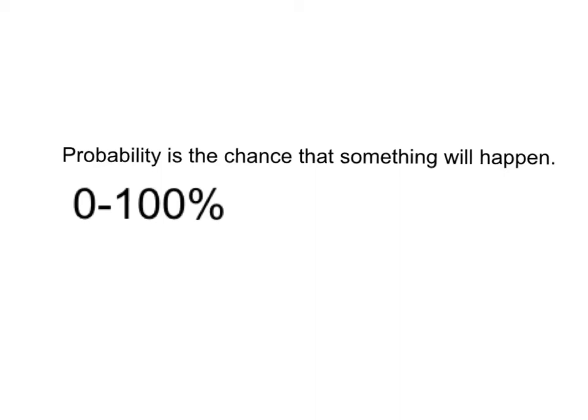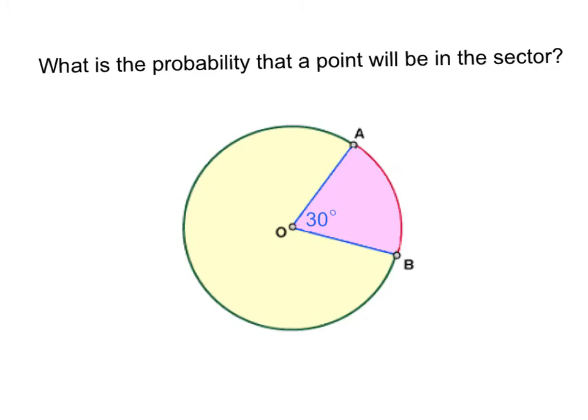All of the probability answers that you will have will be more than 0 and less than 100%. Therefore, if you get less than 0, a negative probability, or you get more than 100%, then you're probably doing something wrong. Let's look at a few examples.